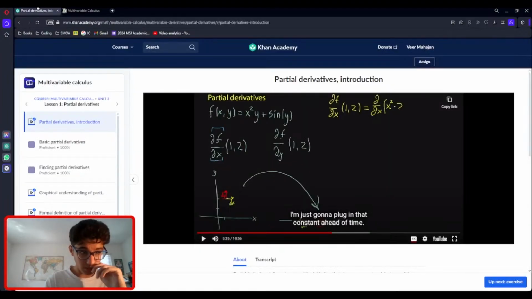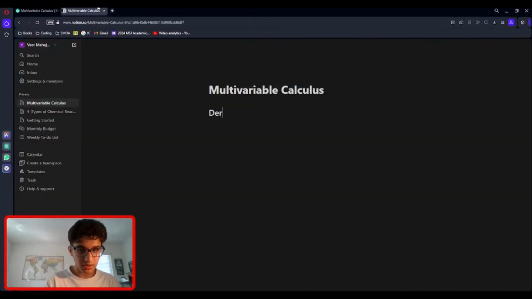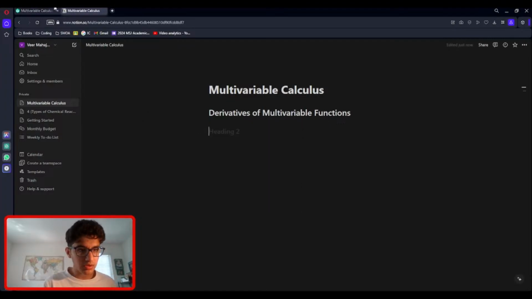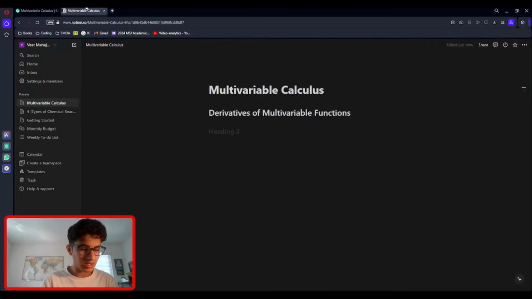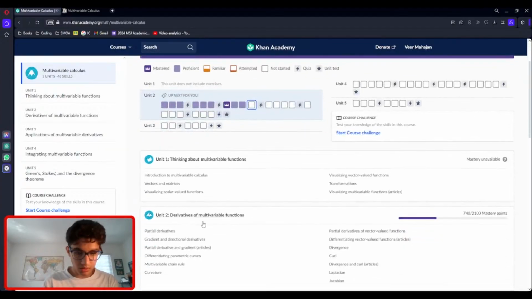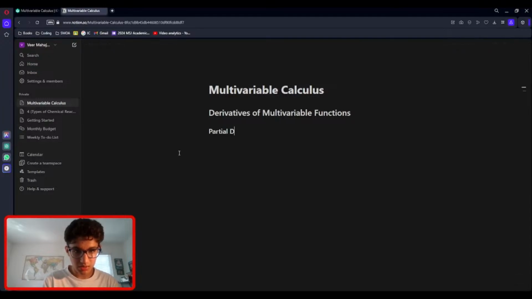What is this topic called? Partial derivatives, right? Wait, actually, let's be a bit more organized. This unit is called derivatives of multivariable functions. Here we can open a new H2. I'm trying to be as organized as possible. If you guys want, whenever I have all these notes, I can link a PDF to them in the chat or in the description or comments. And here what we're doing is derivatives of multivariable functions, partial derivatives. That's where we are.